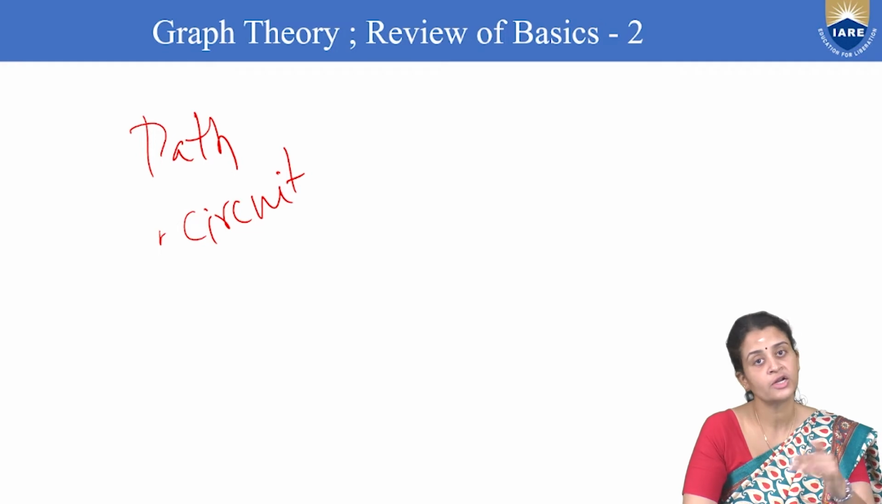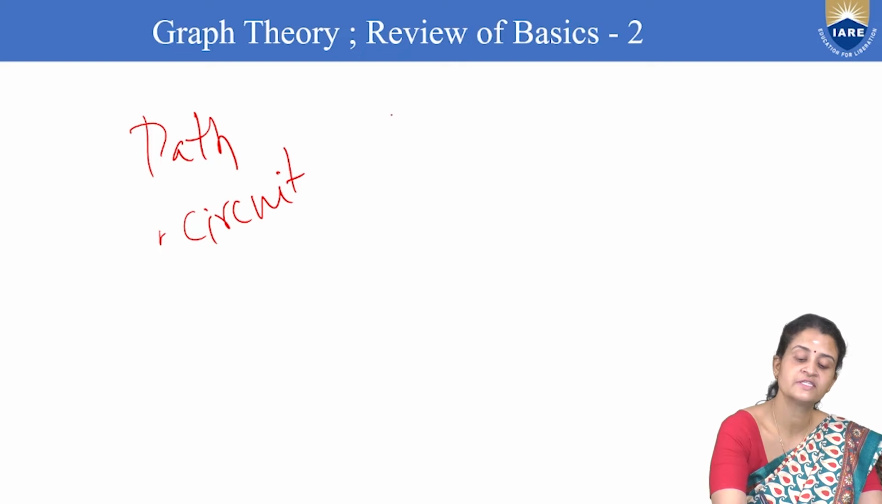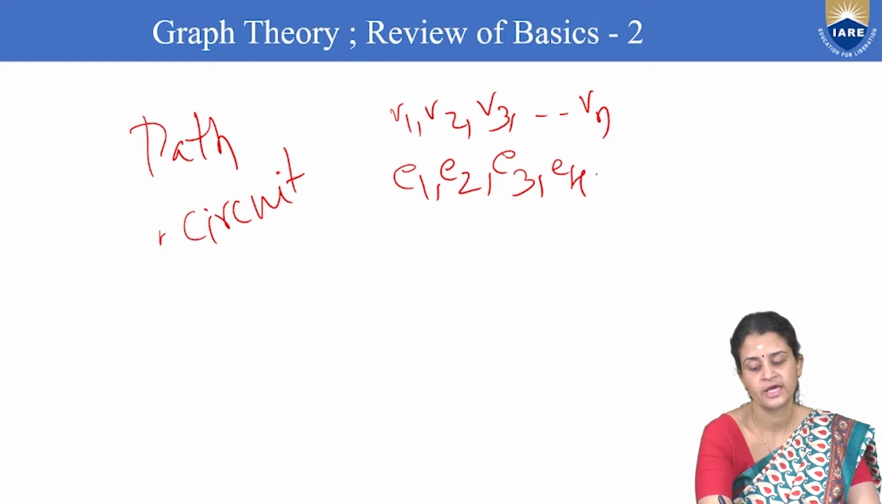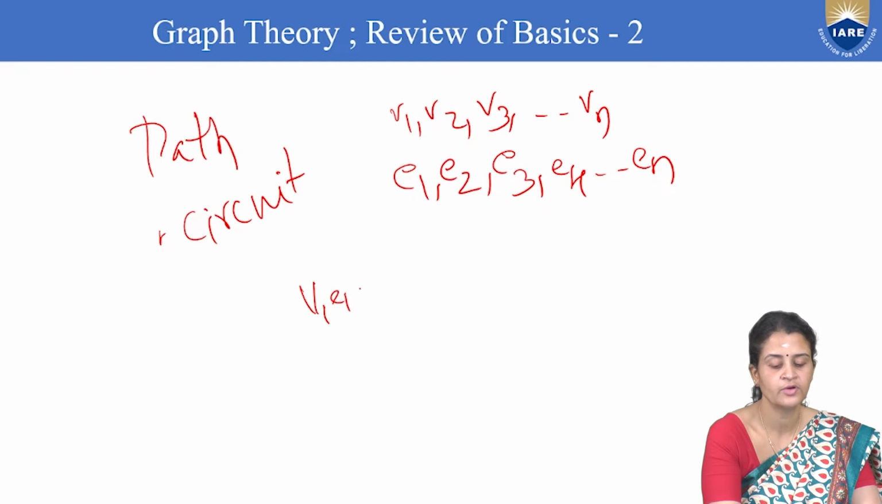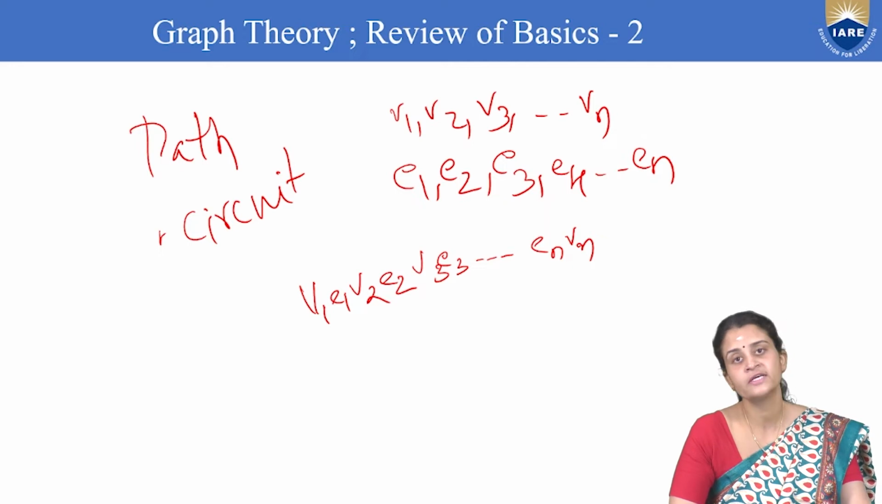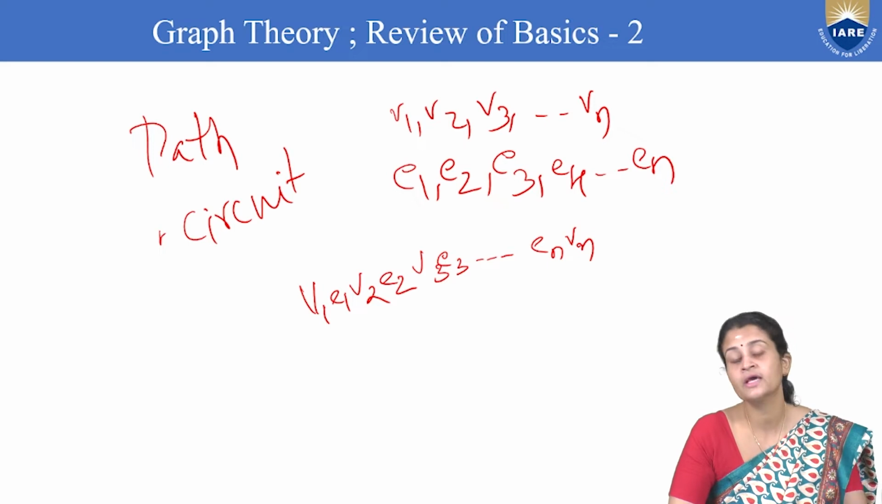A path is an alternating sequence of vertices and edges. That is, if G has vertices V1, V2, V3, etc., Vn, and edges E1, E2, E3, E4, etc., En, then a path will be V1, E1, V2, E2, V3, E3, and so on, En, Vn. This is an alternating sequence of vertices and edges. When it is a path, these vertices will not be repeating.